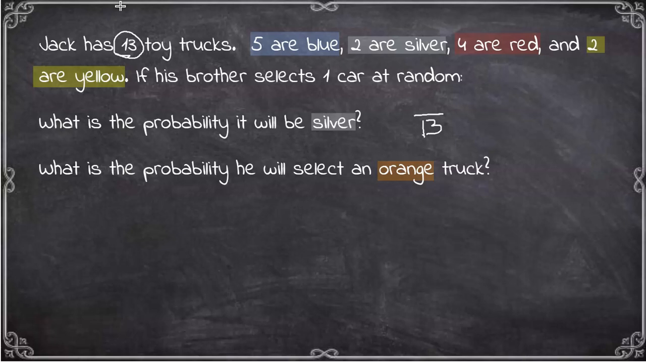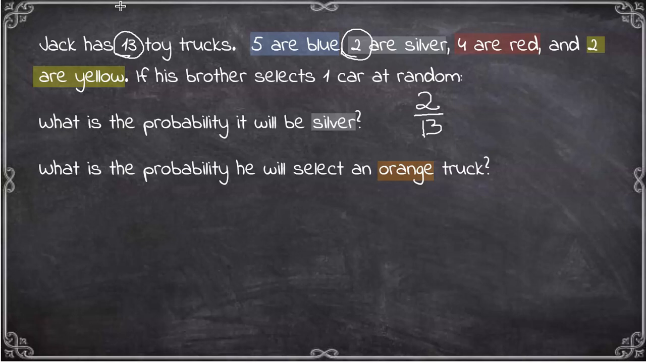Okay, so again, the 13 is the total number, and we could go check. 5 plus 2 is 7, plus 4 is 11, plus 2 is 13. So there are 13 trucks total. The probability it will be silver, well, there are 2 silver trucks. So the probability here would be 2/13, or 2 out of 13.